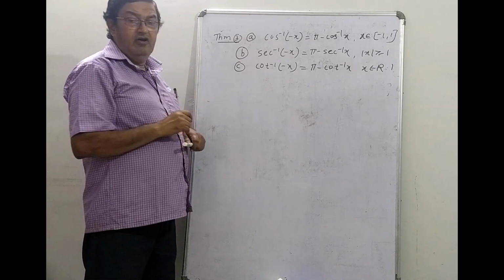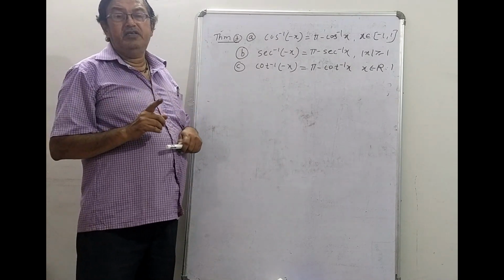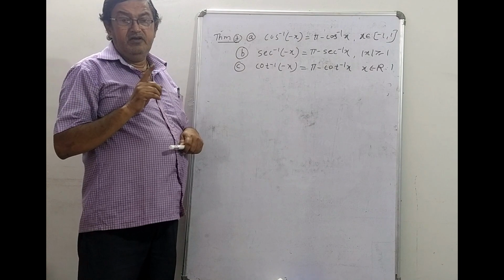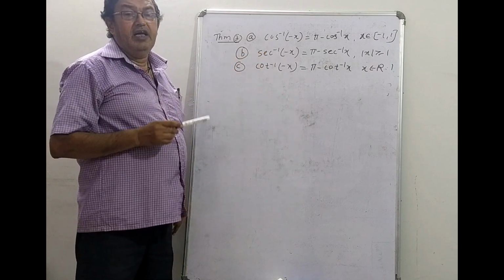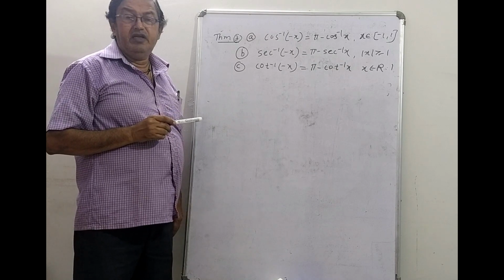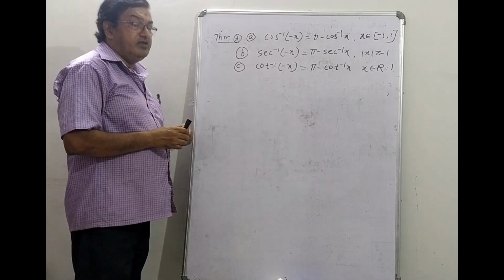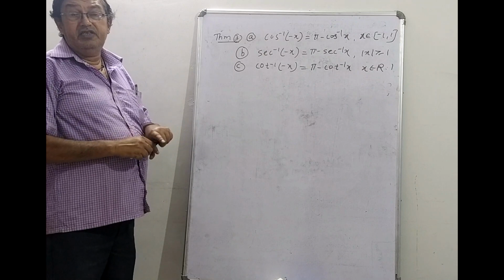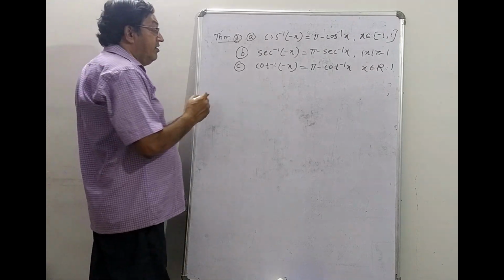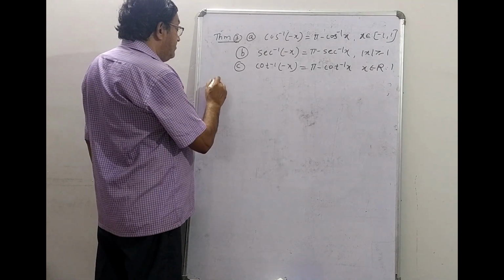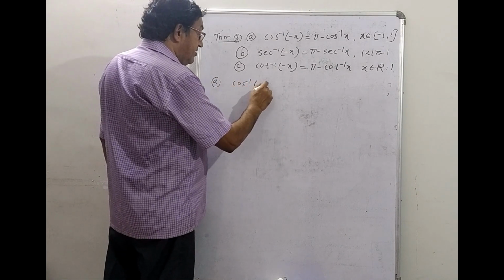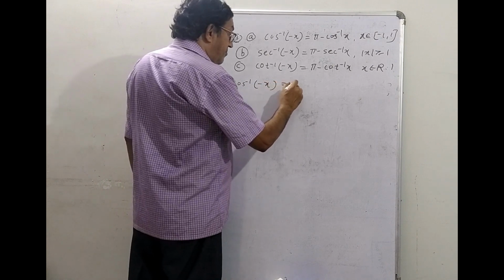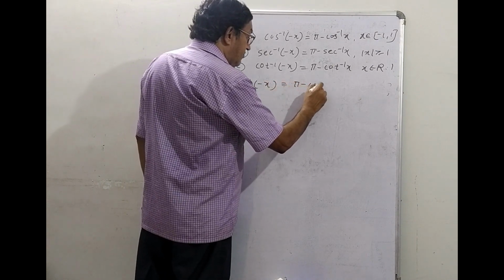Here also the proof of all the 3 parts will be similar. They are based on your first year trigonometric result. So here also I will prove the first one, then on the same basis you have to prove the second and third one. So the first part is cos inverse of minus x is pi minus cos inverse of x.